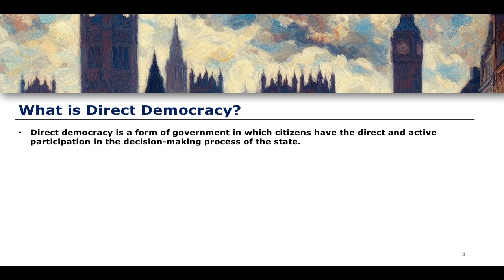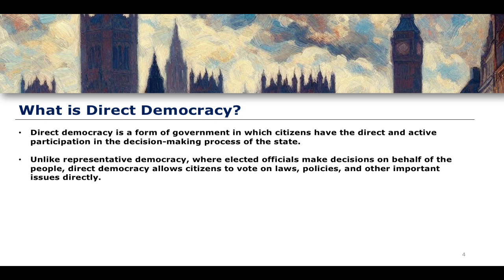Direct democracy is a form of government. It's a type of democracy in which the citizens of a particular political society have not only got a say in the ways in which government is represented, but instead have a direct and active participation in the decision-making processes of the state. We can contrast this with the idea of representative democracy.